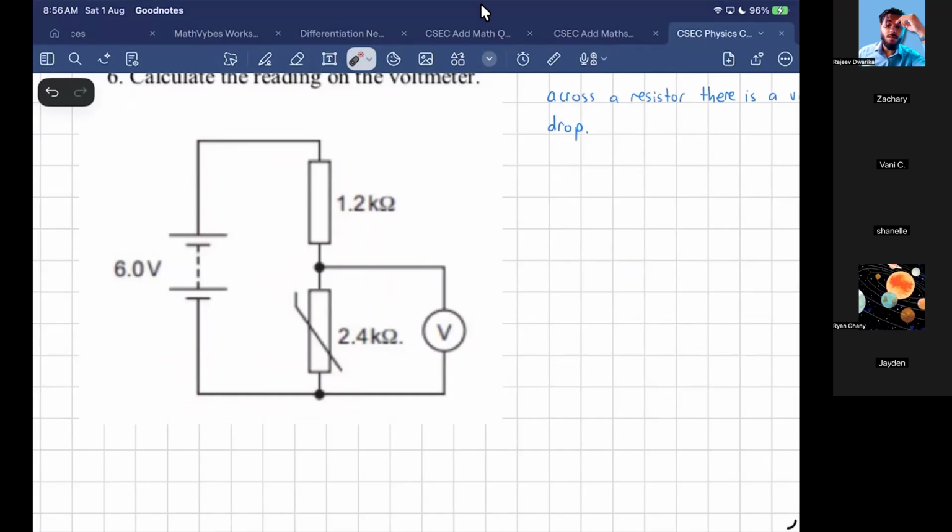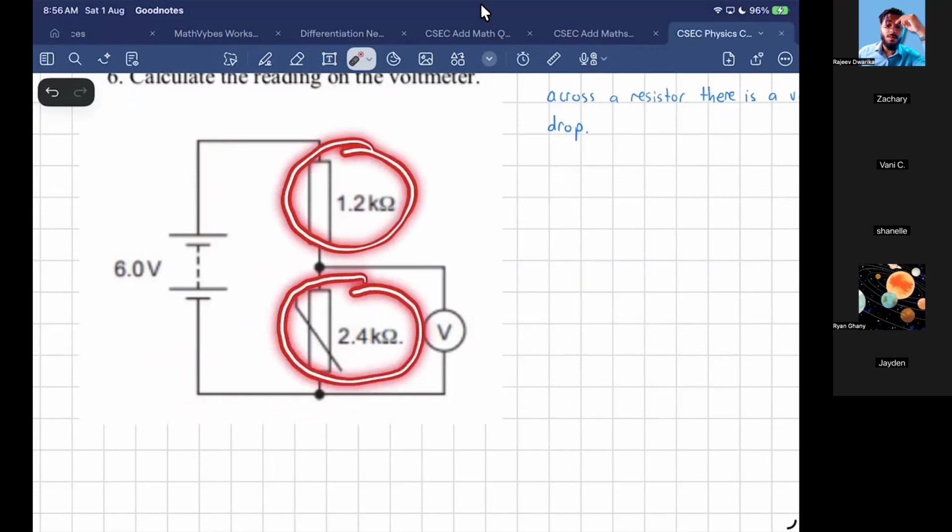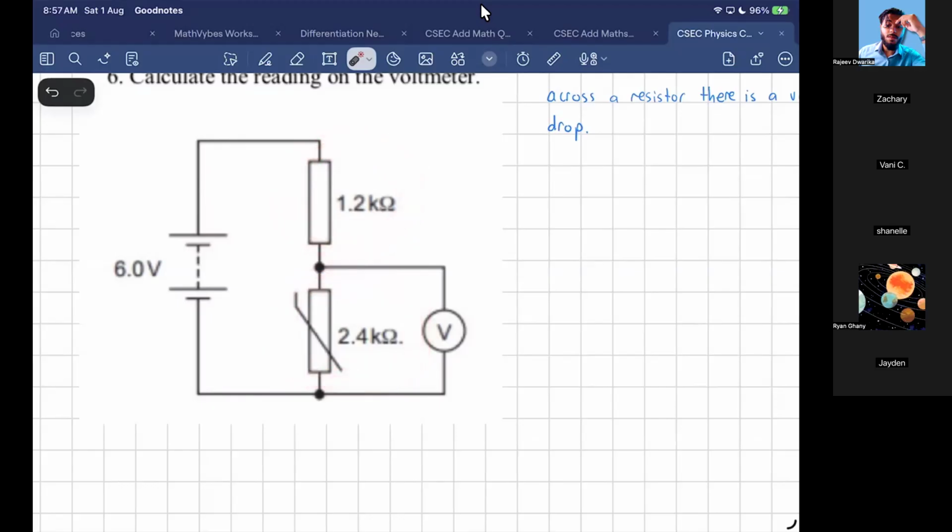So Chanel, get what I was saying. The voltage drop here and the voltage drop here. If you add them, what do you think you'll get? I was going to say the same 6 volts. Yes. You'll get the same 6. Because as I was saying just now, Kirchhoff's voltage law: the sum of voltage drops across every single component in a circuit is equal to the source voltage.